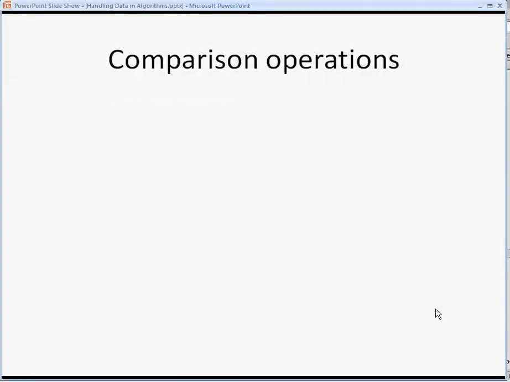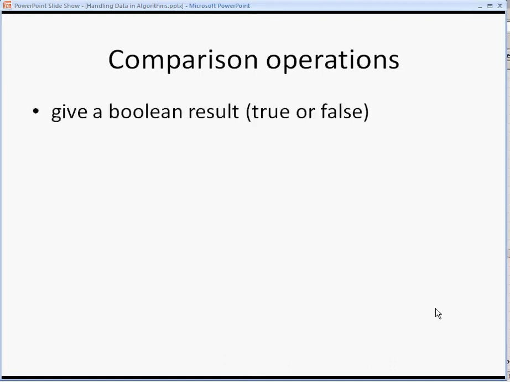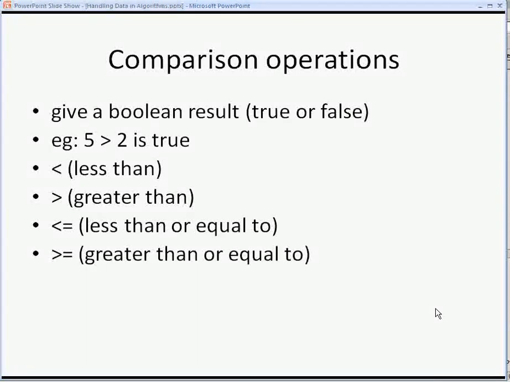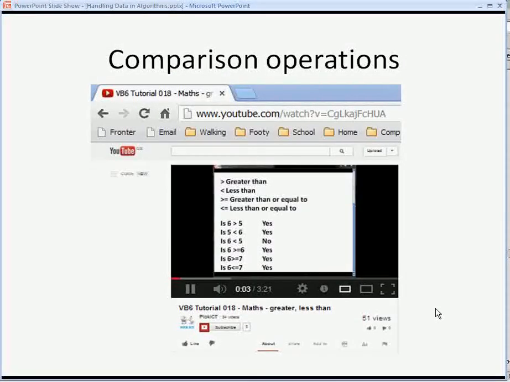The other type of operator other than arithmetic is comparison. Comparison operations always give a result that is either true or false. So we know that 5 greater than 2 is true, and the different operators are less than, greater than, less than or equal to, greater than or equal to, not equal to, where you use both of the crocodile's mouths, and equal to. And you can find out more about those on VB6 Tutorial 18 on the PIC ICT YouTube channel.